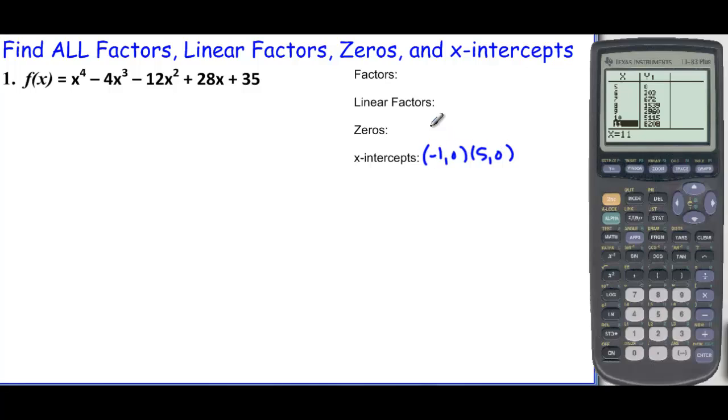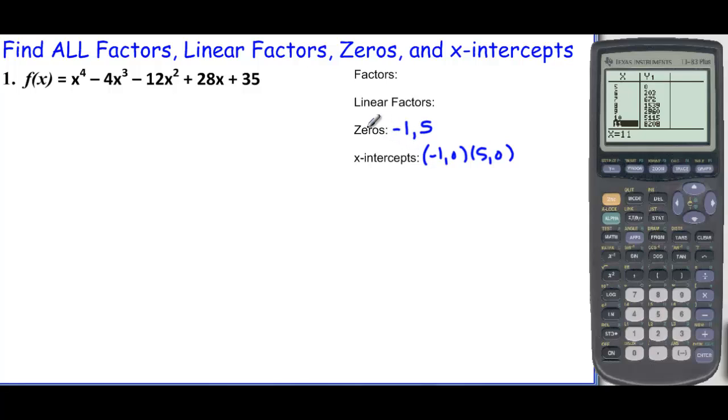Which means if it's an x-intercept, it's also a 0. But because this is x to the 4th power, I know I should have 4 total 0 answers, but I only have 2. So that means I'm missing 2 other answers. But what else can I do with this information?